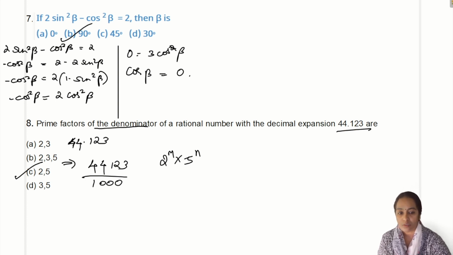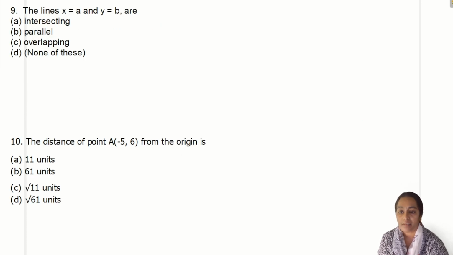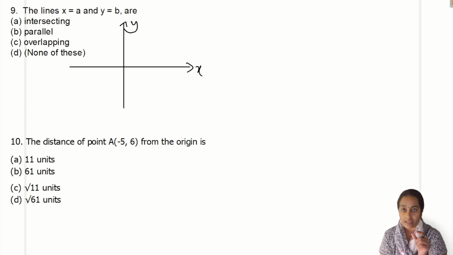So we are going to the next question, children. Question number 9 here. The lines x is equal to a and y equal to b. So let me draw the lines for you. So I have the x-axis and the y-axis. How are these lines going to be represented in the coordinate axis? So I have x is equal to a constant a. X is equal to a constant a will be a line parallel to the y-axis.